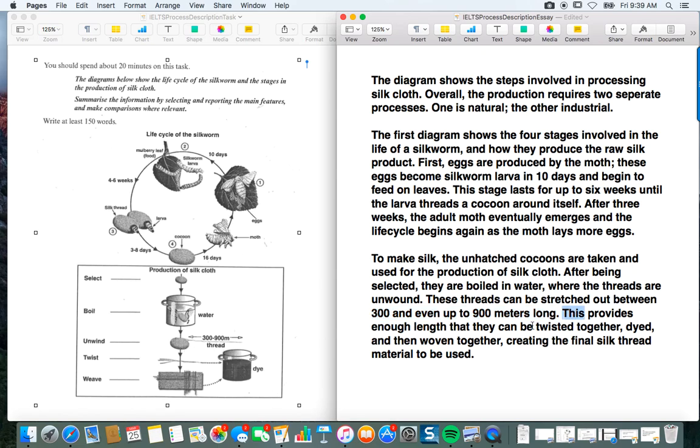Next connector, this provides enough length that they can be twisted together, dyed, and then woven together. So again, I need they can be twisted. So we got passive verbs here. Twisted, dyed, and then woven together. So past participle because it's the passive. All right, so it's a key point to study your passive grammar. They can be twisted, dyed, and woven together, and this creates the final silk material to be used.